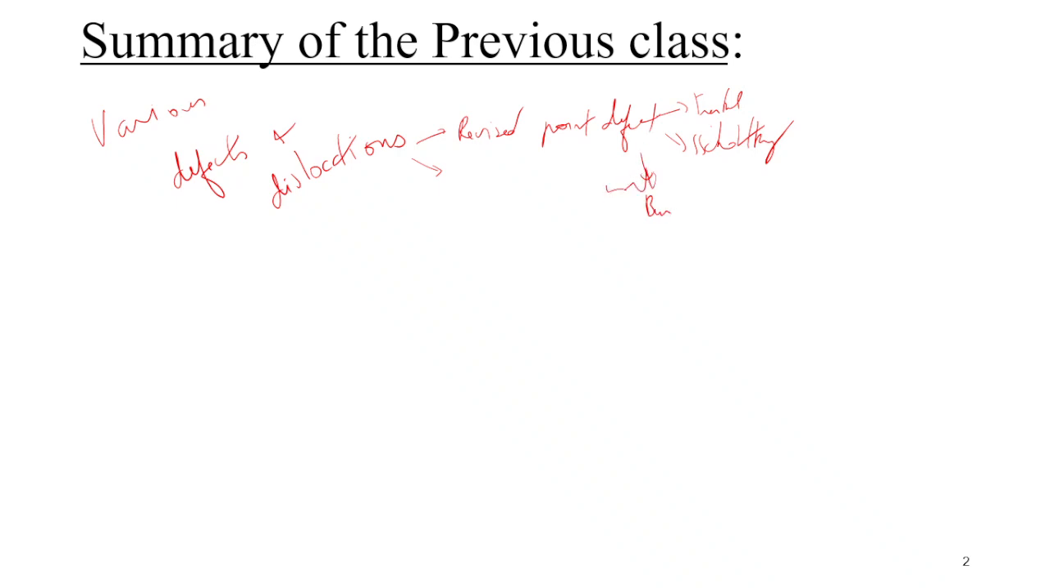In line defect, we have edge dislocation and screw dislocation. Exactly. So there is line, and under line we saw edge and we saw screw, in which the Burgers vector is parallel in one and perpendicular in the other. Do you know which is parallel and which is perpendicular? Screw is parallel and edge is perpendicular. Perfect. Screw is parallel, edge is perpendicular.